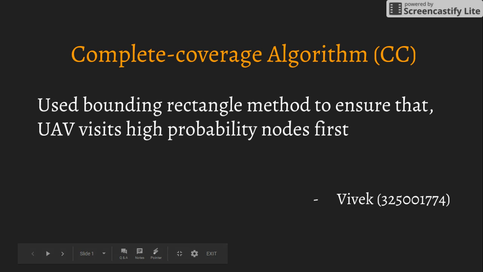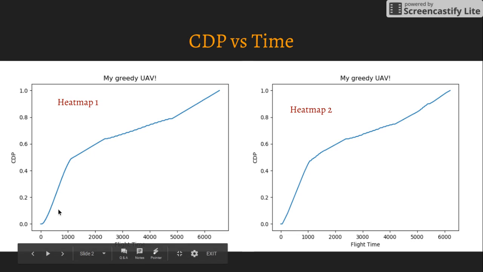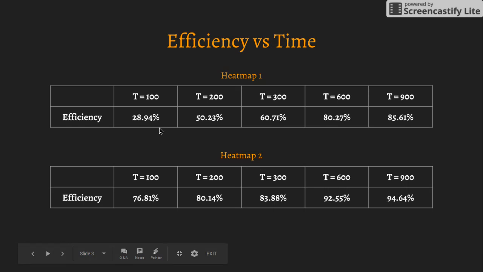Hello all. I implemented the complete coverage algorithm using the bounding rectangle method. These are the CDP versus time graphs for both heat maps. We can see that the path is greedy. That is, the slope initially is very high. And coming to the efficiency, although the graphs are similar, you can see significant differences between both heat maps.